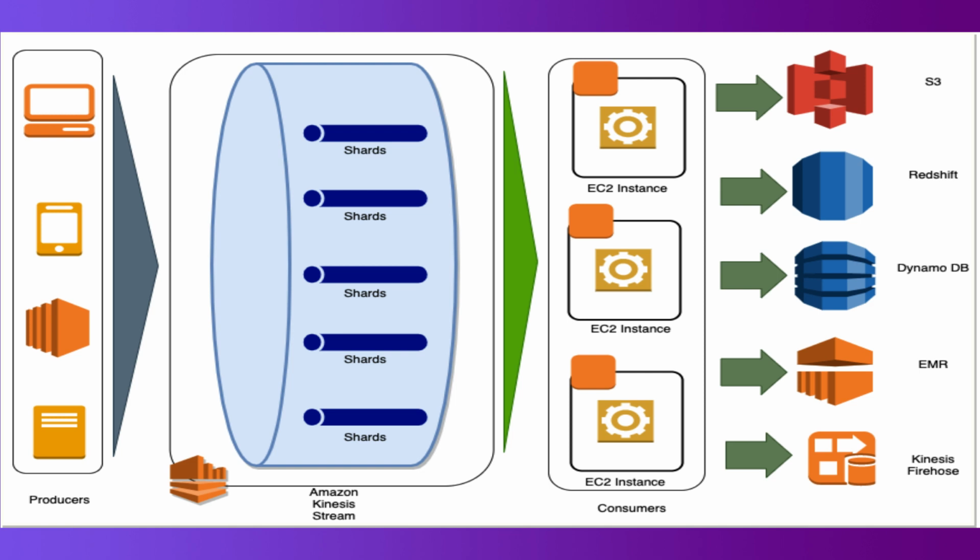Streams are divided into ordered shards or partitions. So producers are there and consumers are there. Now what happens is producers produce the data and that stream is streamed to shards, and the consumers read from those shards. So data retention is 24 hours by default and it can go up to 7 days.